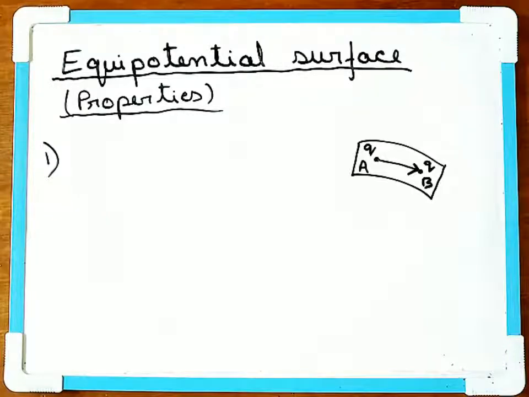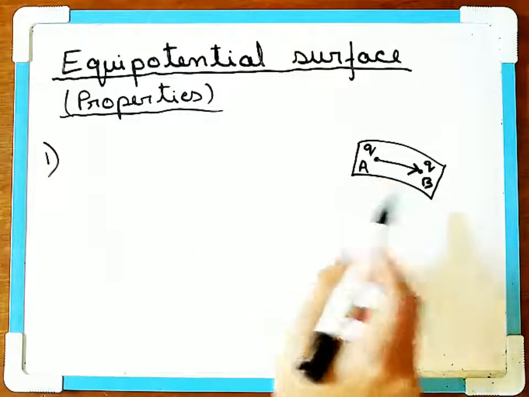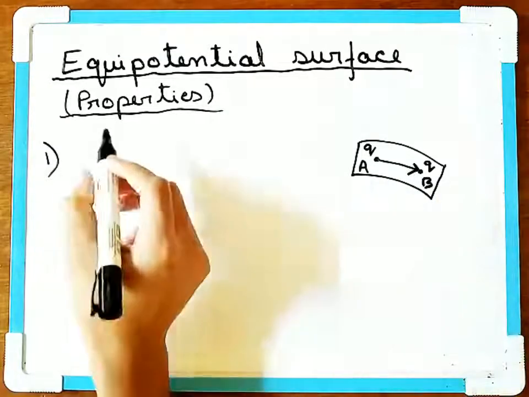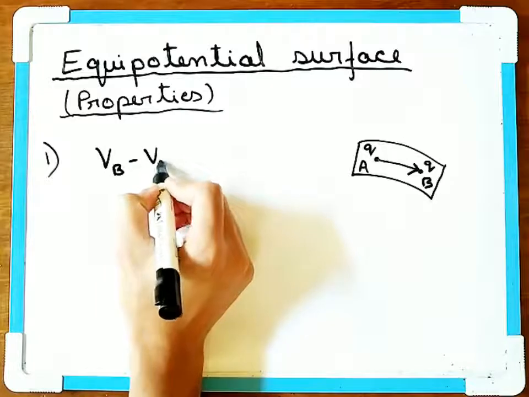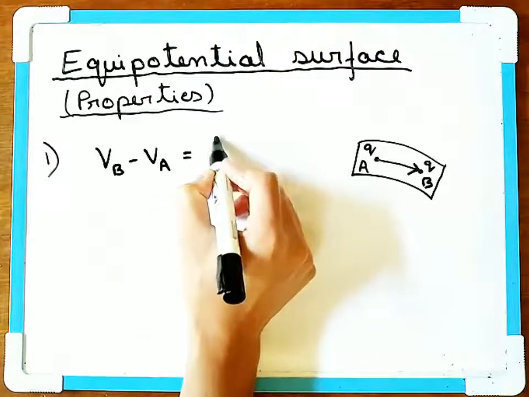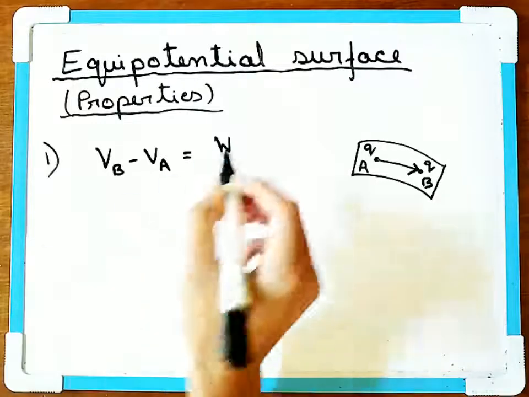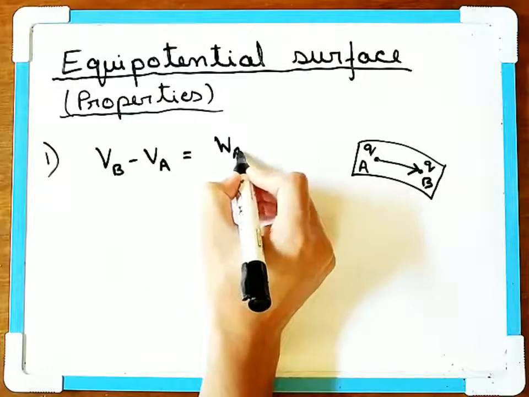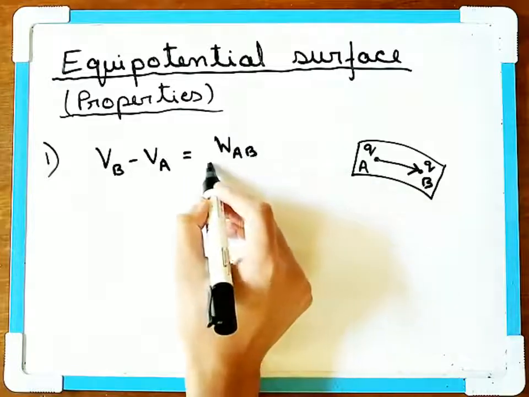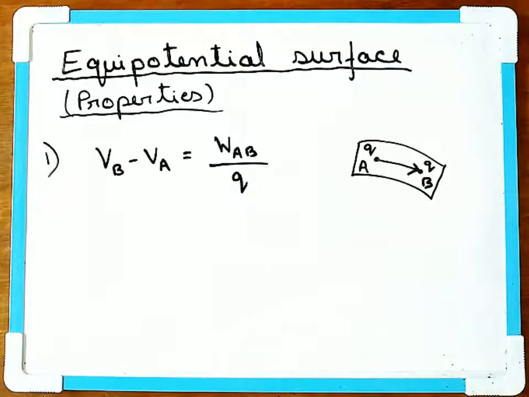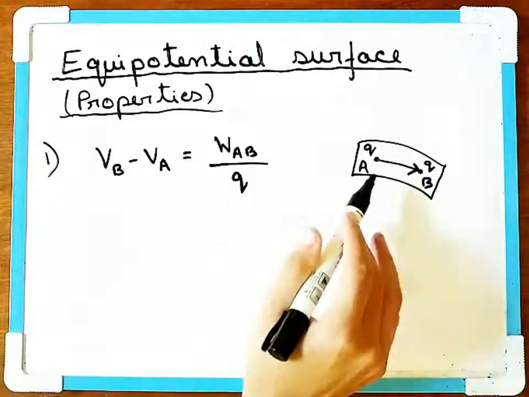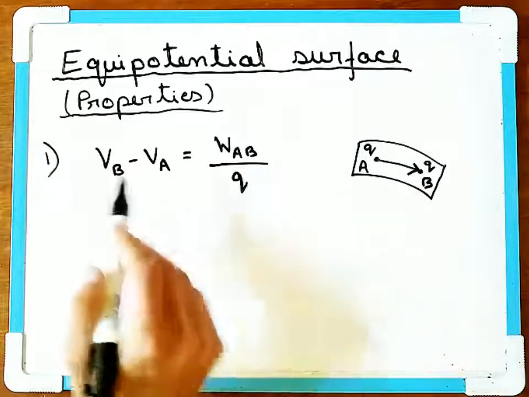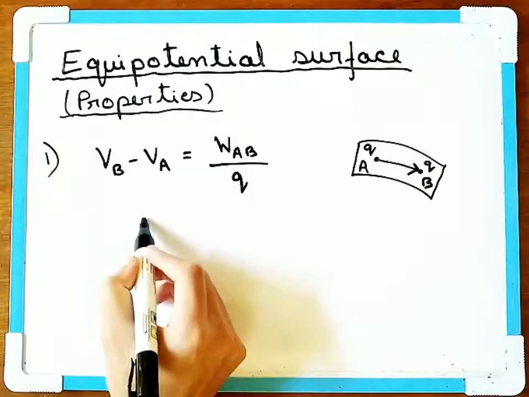Now this can be proven from the definition of the potential difference. So here if we have 2 points A and B, then the potential difference, say VB minus VA, is defined as the work done in bringing a charge from A to B per unit charge. Now since on the equipotential surface the potential is the same, VB is equal to VA. So here the difference will be equal to 0.